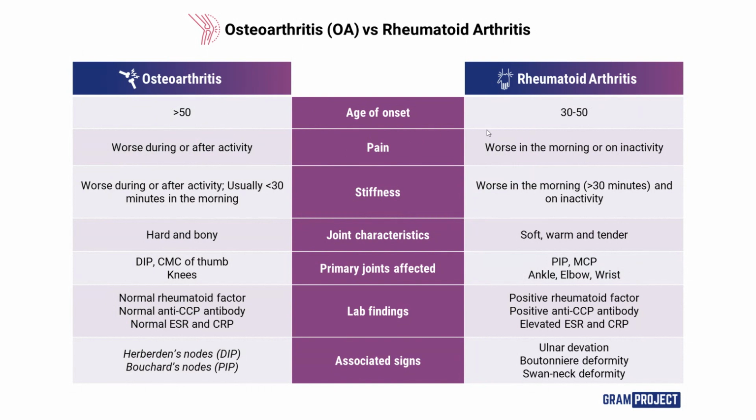So in summary, here activity makes it better and here rest makes it better. And if you think of it logically, osteoarthritis is the wear and tear of the joint, so the less you use it, the less pain you'll be in. Rheumatoid, however, is an inflammatory cause of the pain, so the more you move the joint, the less the tissues are in contact and the less you're allowing that inflammation to settle in. So the better it is.